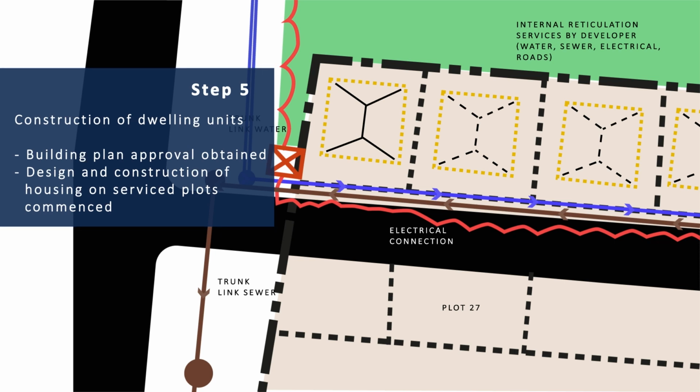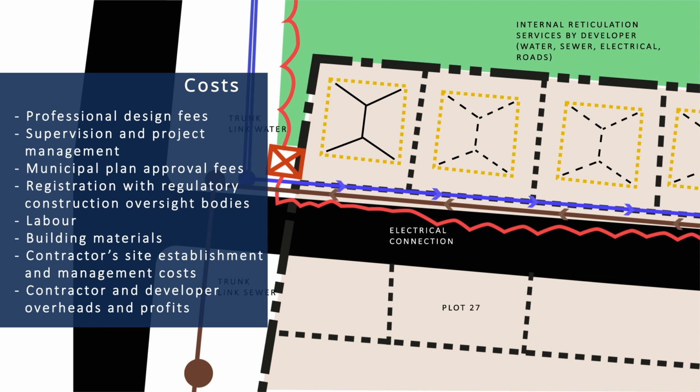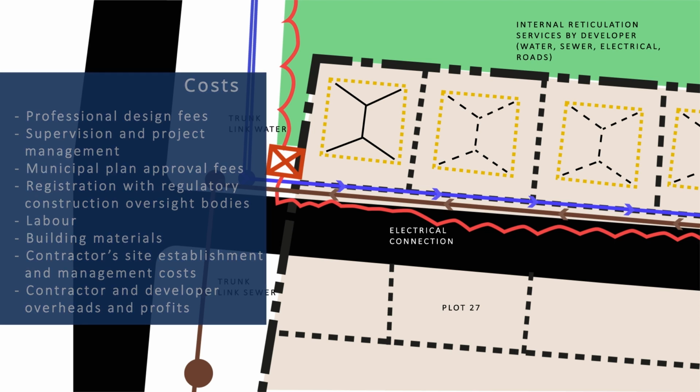This step includes submission of building plans and obtaining building plan approval from the relevant authority. It also includes procuring construction services through tender or negotiation and proceeding with the construction of the housing. Costs in the fifth step include professional fees for design, supervision and project management, municipal plan approval fees, registration with regulatory construction oversight bodies, labor, building materials, contractor site establishment and management costs, contractor and developer overheads and profits.